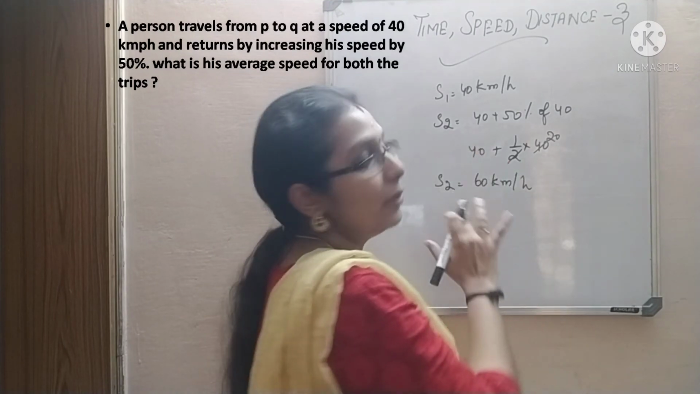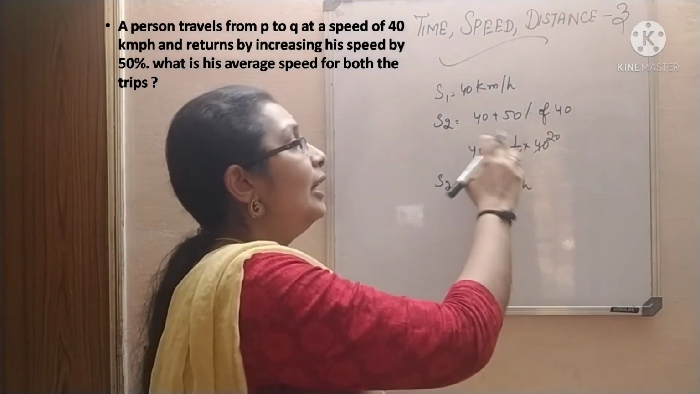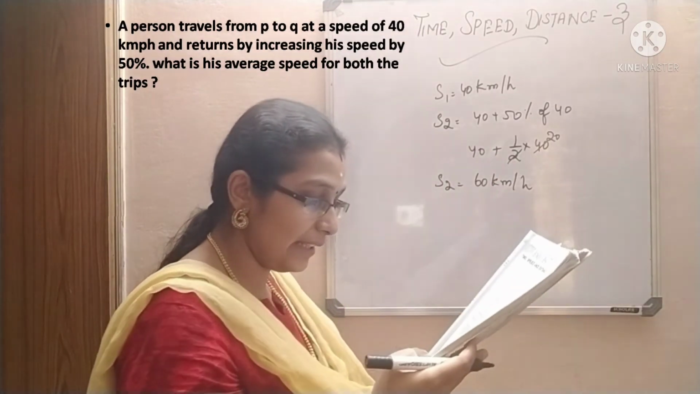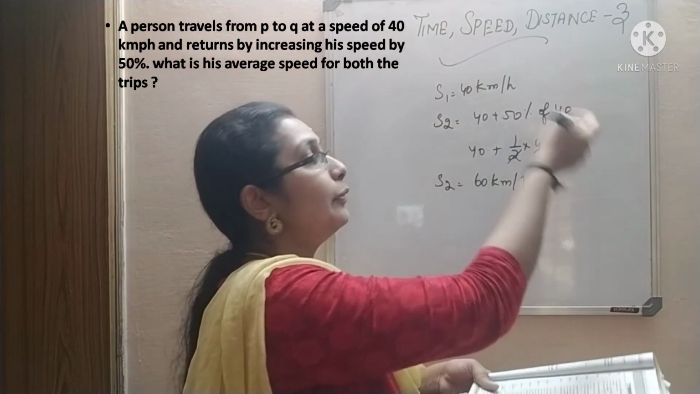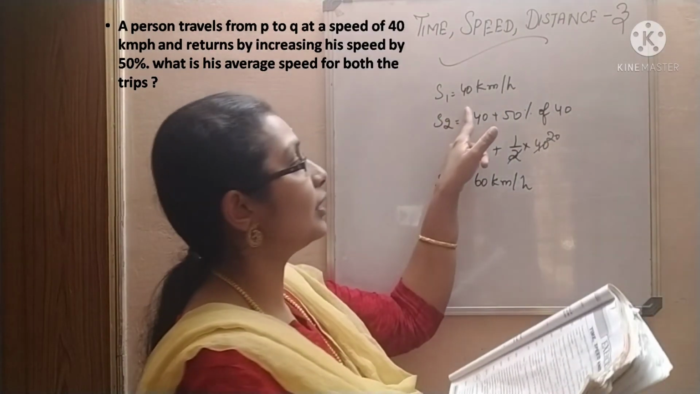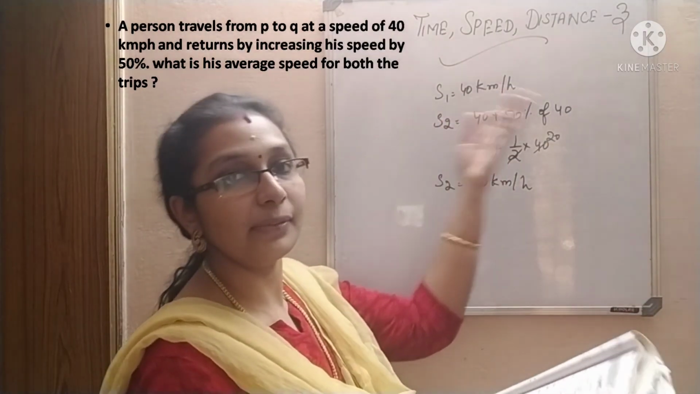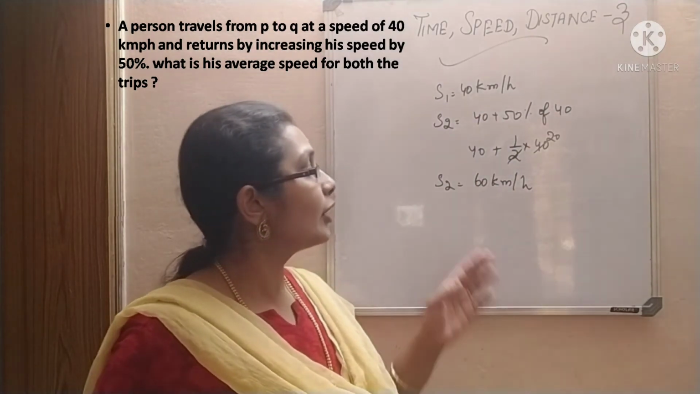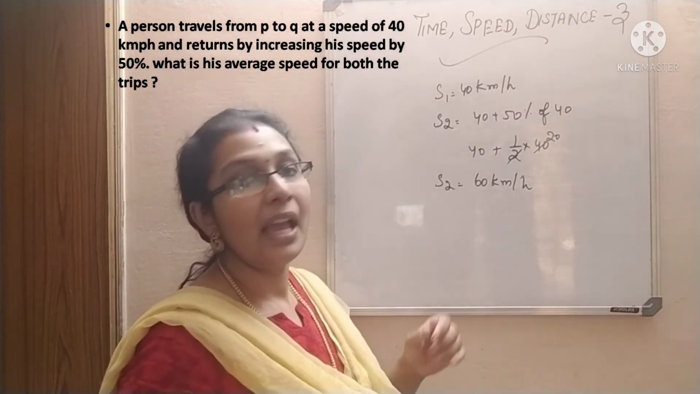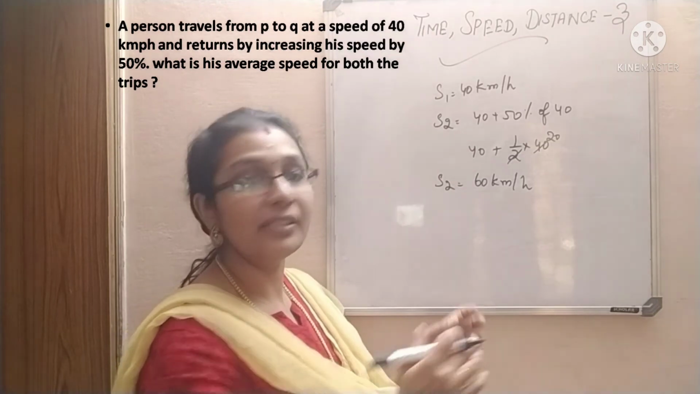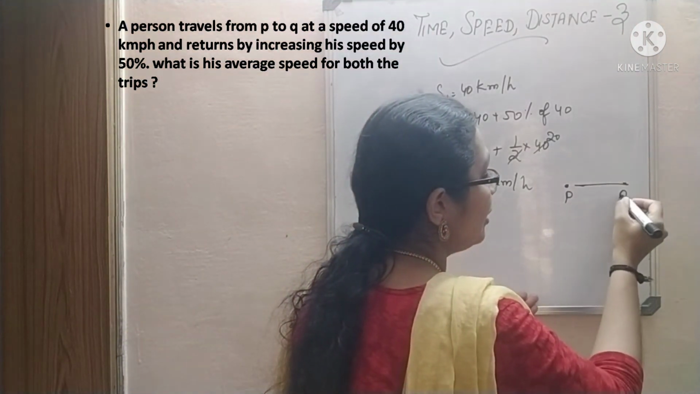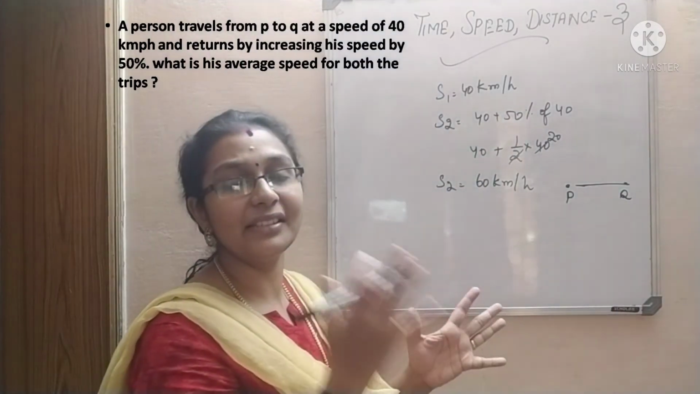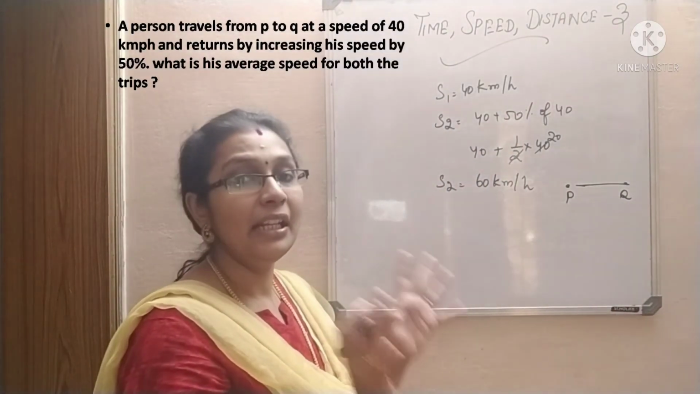Now you have got both the speeds. Clear how we got it? They have given that when he is returning, his speed is increased by 50%. So previously it was 40 km per hour, now 40 plus 50% of 40, you get 60 km per hour. And the hint they have given is he is going from point P to Q and returning, that means he is covering the same distance, and they haven't given any distance value.